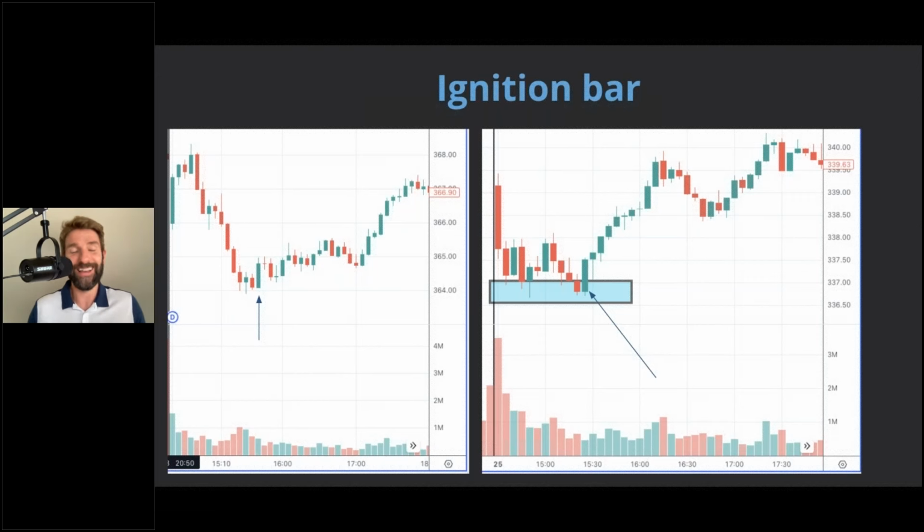Ignition bar. Say that again. An ignition bar. Why don't I just relax a little bit and be a bit slower talking, because I've got so many slides to cover, guys. I'm looking at the time thinking, I haven't got so much time. I'm trying to ram all this information at you.